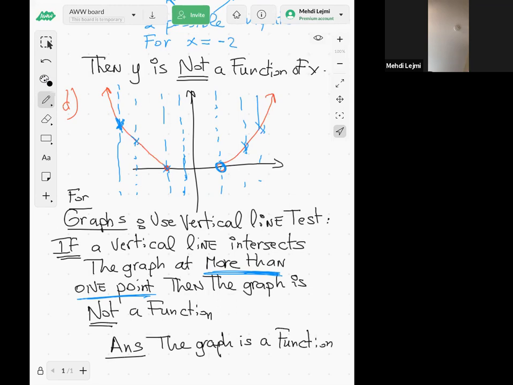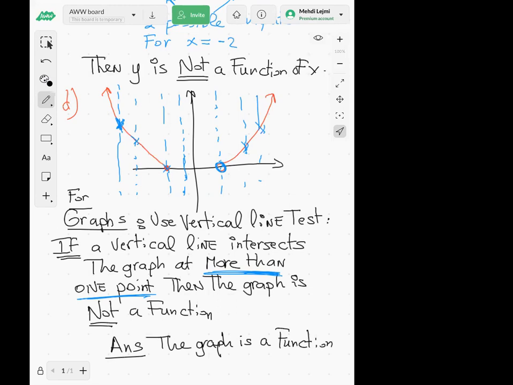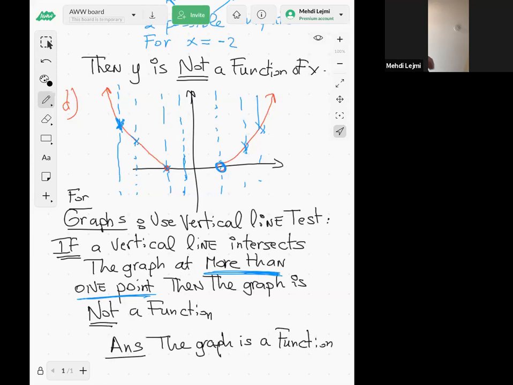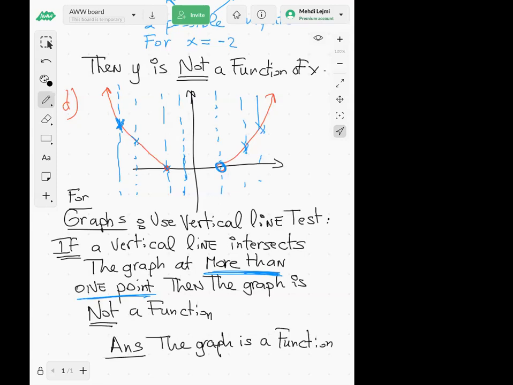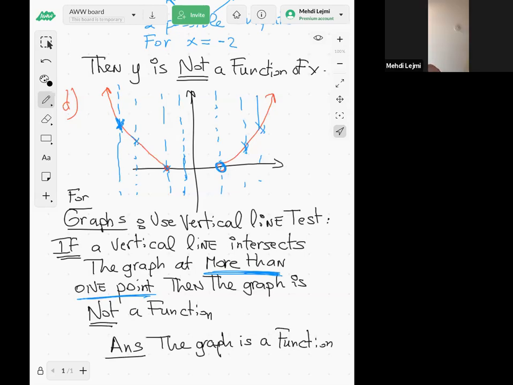Any questions, guys? Oh yes, please. Could you do that again? The intersection, you said if it doesn't intersect. So what I was saying is, if you have a vertical line which intersects the graph at more than 1 point, let's say 2 points or 3 points, more than 1 point, then the graph is not a function.